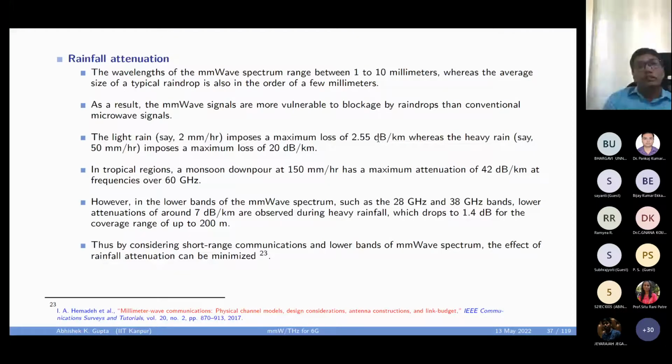Okay. Similarly, you can have rainfall attenuation also because of the similar reason, and the earlier diagram showed you what you can expect in a rain condition. For example, a light rain can impose a maximum loss of 2.5 dB per kilometer, whereas heavy rain can actually go up to 20 dB per kilometer. So these are actually very high losses, and that makes the communication a little bit unreliable.